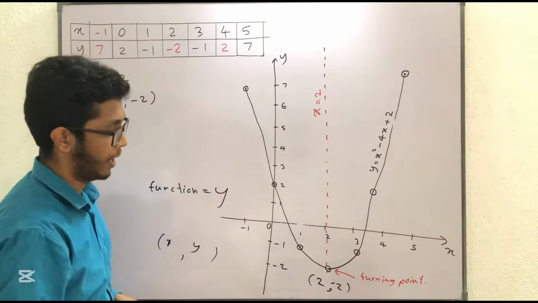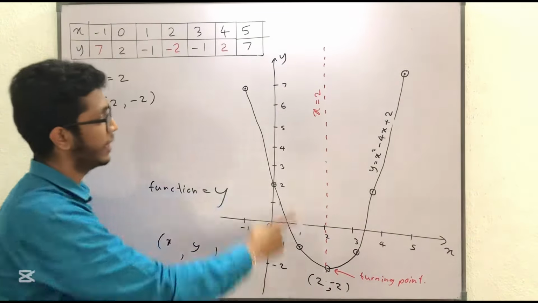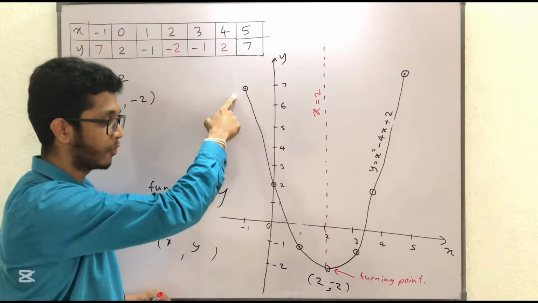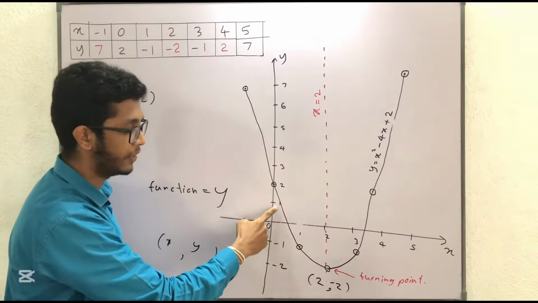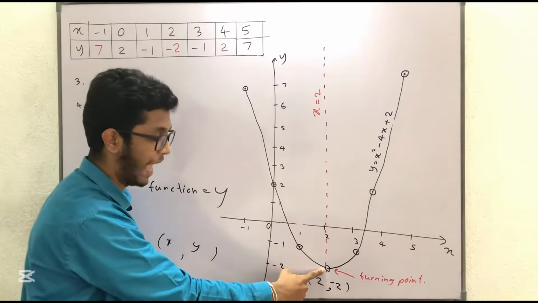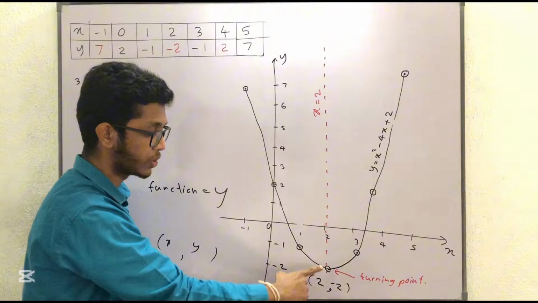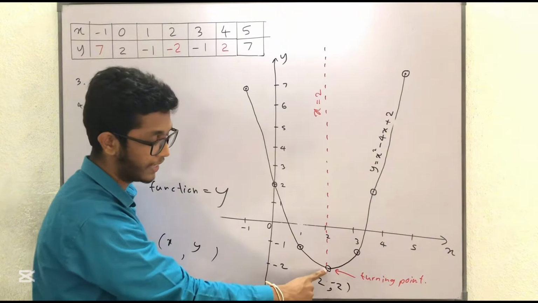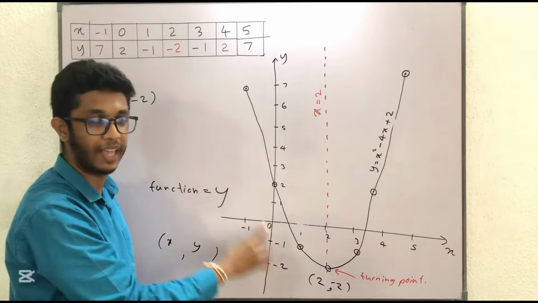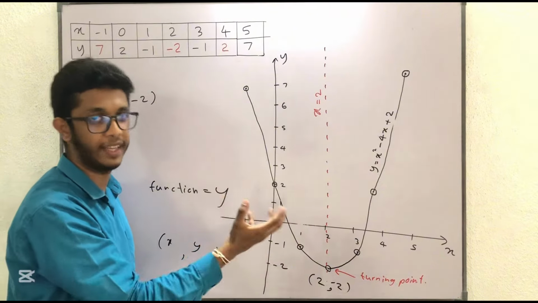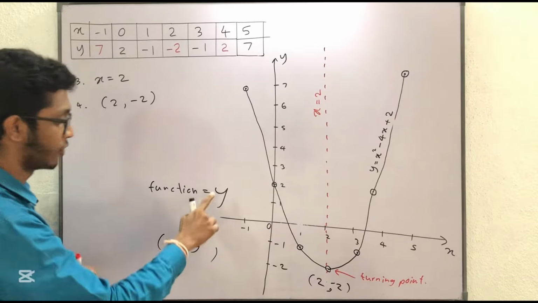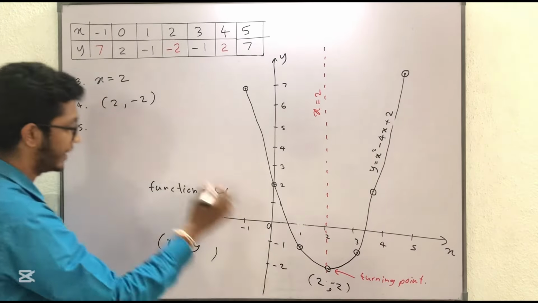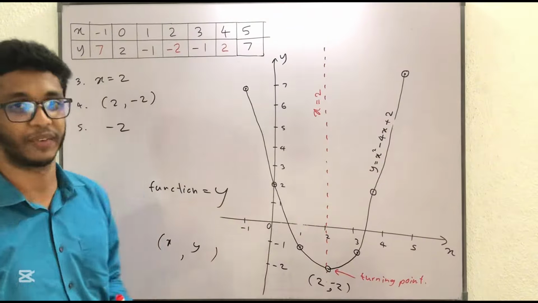So if I consider this graph, here the y value is 7, y value is 6, y value is 5. Likewise, the y value is reducing. It reduces up to this point and then it starts increasing. So the minimum y value in this graph is recorded at this point. Here the y value is minus 2. That means the minimum value for y in this graph is minus 2. So y means the function, so the minimum value of the function is minus 2. That is the answer for the fifth question.